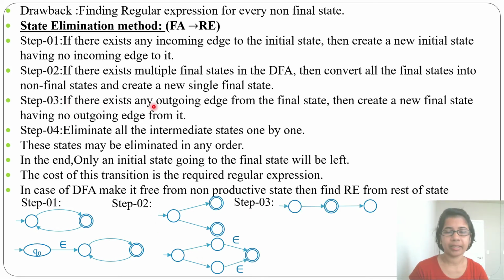Step 3, if there exists an outgoing edge from the final state, then create a new final state. Here is an outgoing edge from the final state. This is a final state and here is an outgoing edge. So we create another final state and change this final state into non-final by an epsilon transition. Now from this state, we add an epsilon transition to the new final state. These are the steps. We just follow these 4 steps and we will eliminate the states.